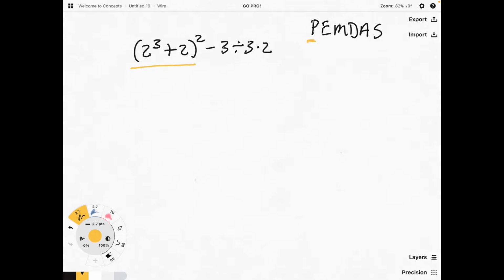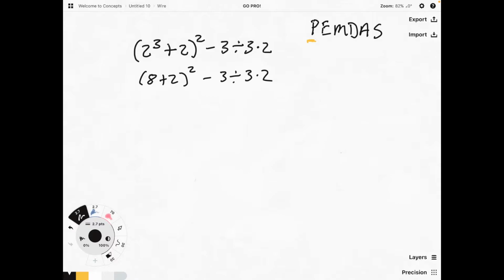When we look inside parentheses, we have to ask the exact same question again. Do I have parentheses? Do I have exponents? Then multiplication, division, addition, and subtraction? Do I have a parenthesis within the parenthesis? The answer is no, so we can move on to exponents. The first thing we do is 2 cubed, because that's the exponent. That's going to be 8 plus 2, and that's squared, minus 3 divided by 3 multiplied by 2.